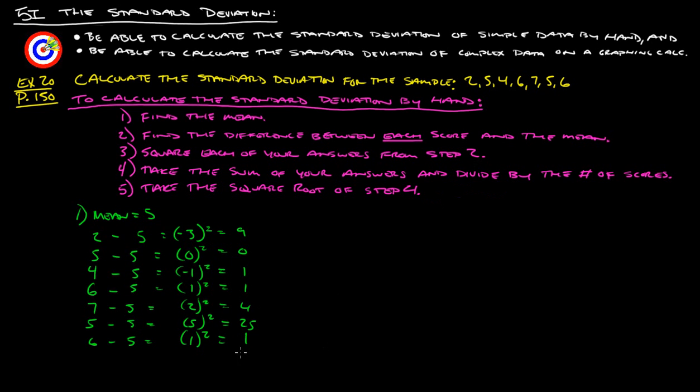Take the sum of all our answers. So we've got to add all these up. 9, 10, 11, 15, 25, 35, 41. So we get a grand total of 41, except for, oh look, crazy math teacher guy did this one wrong.